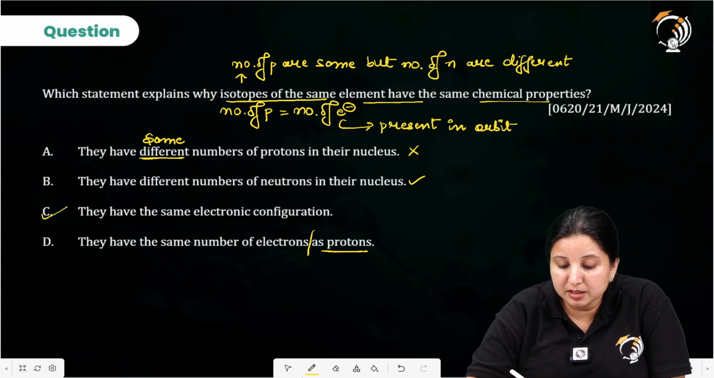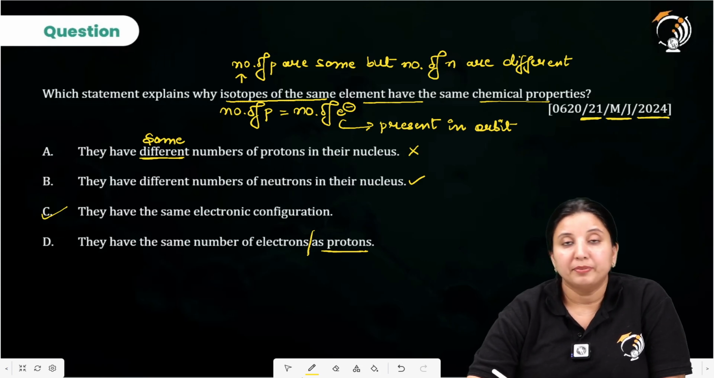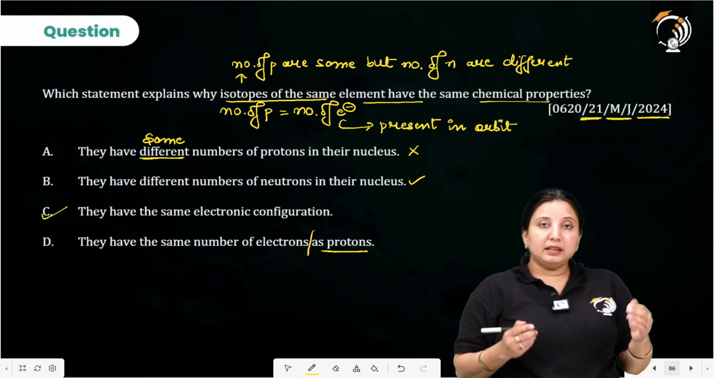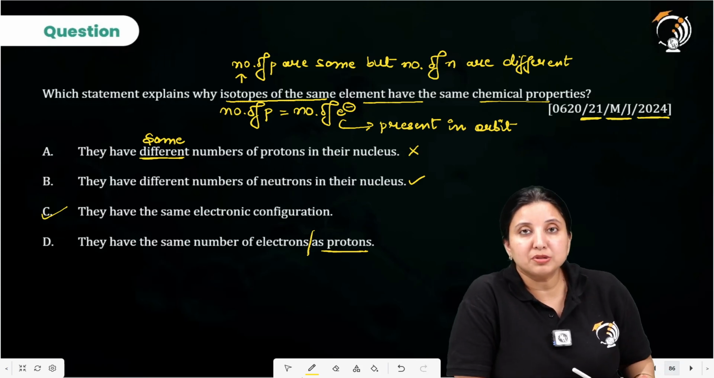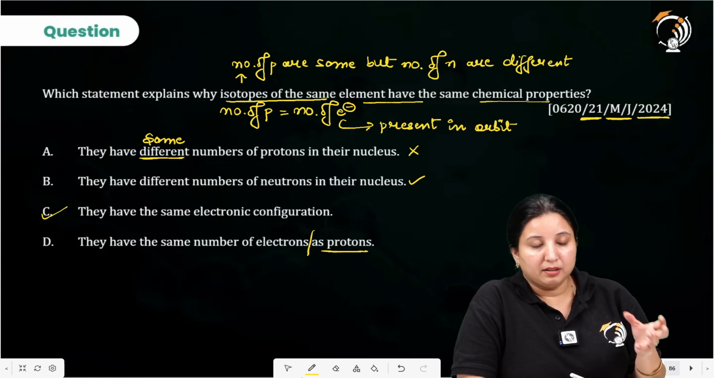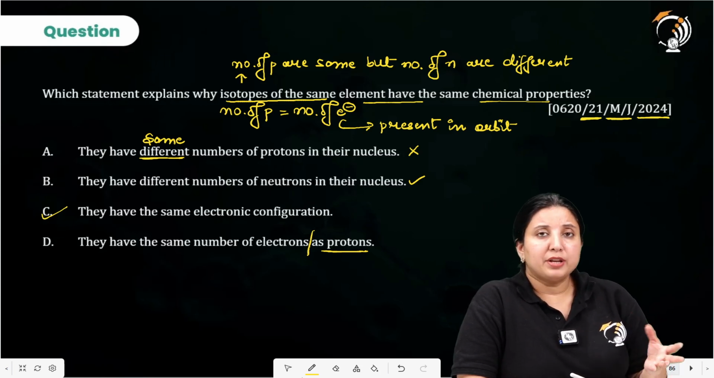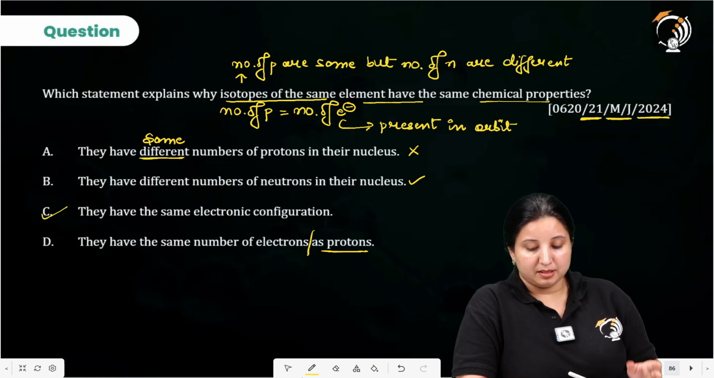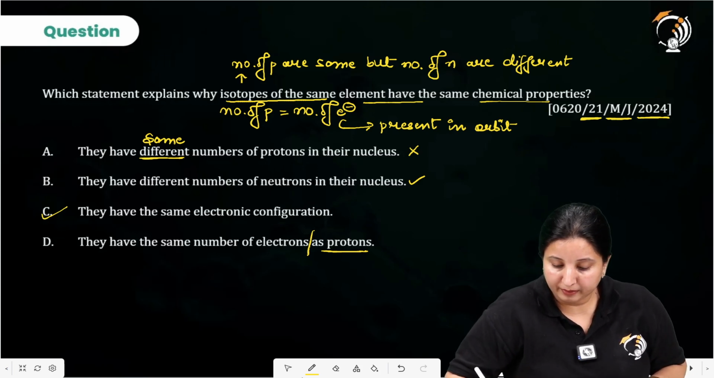Now look, this particular question is from variant 21, May-June series, year 2024. So you can see that in the May-June 2024 series, we got a lot of questions from this topic, that is, isotopes, relative masses and all.